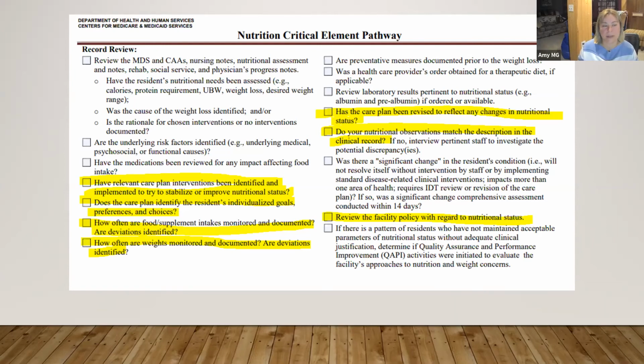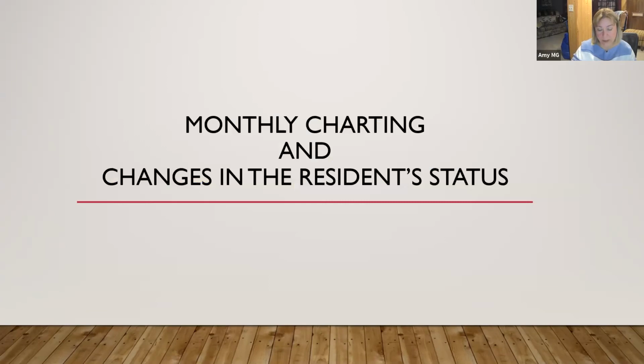Does the care plan identify the resident's individualized goals, preferences, and choices? And how often are food and supplement intakes monitored and documented, that sort of thing. So again, I encourage you to know your facility's policies in regard to any of the nutritional statuses.